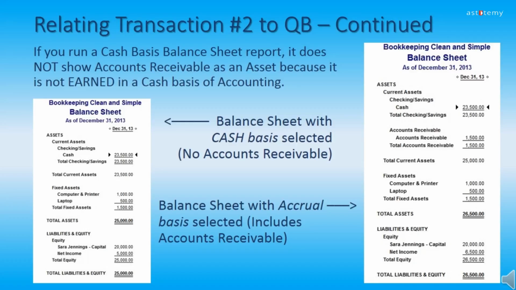Wrapping up our discussion of relating Transaction 2 to QuickBooks, we show you two versions of the balance sheet that we have run in our QuickBooks file. As you may recall, in earlier lessons, we talked about the accrual version of accounting versus the cash basis of accounting. In the accrual version of accounting, you recognize your revenues and expenses at the time that they are earned or they accrue.